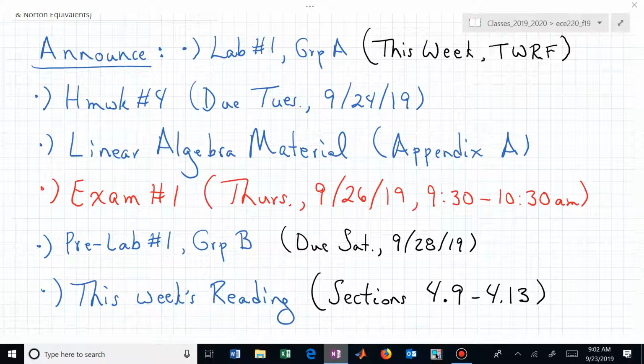We are alternating weeks, which means Group B, which I think is Section I, your pre-lab is due this coming Saturday. Hopefully everyone in Group A submitted their pre-lab on Saturday. Looked like a fair number did. And if you're keeping up with the readings, this week we will finish Chapter 4. We are going to be finishing or working through sections 9 and 13 in Chapter 4.